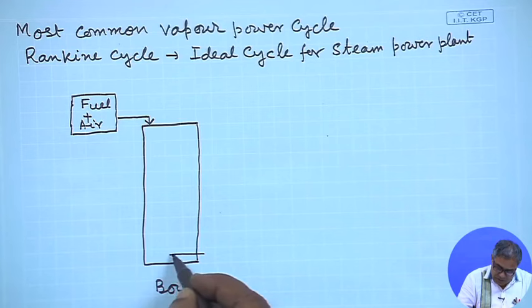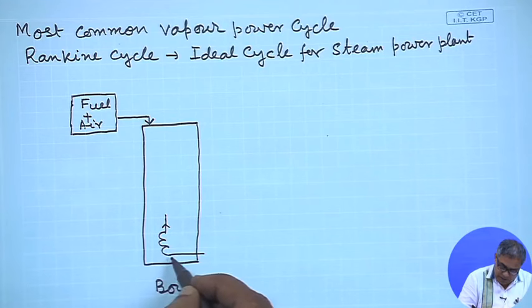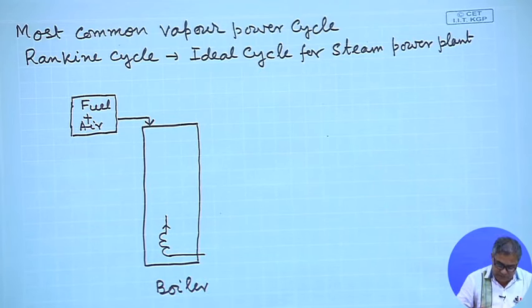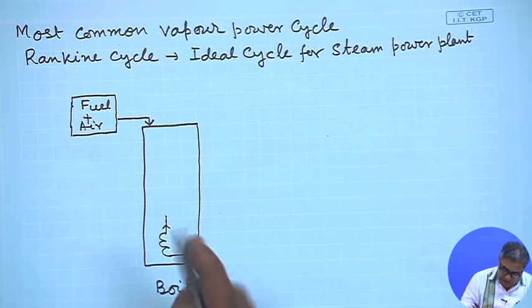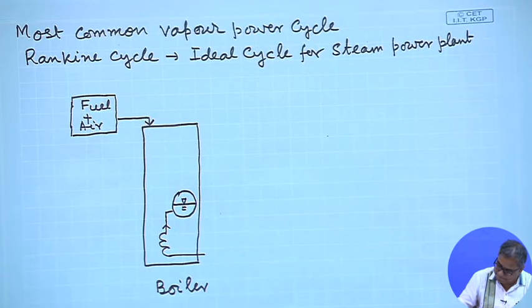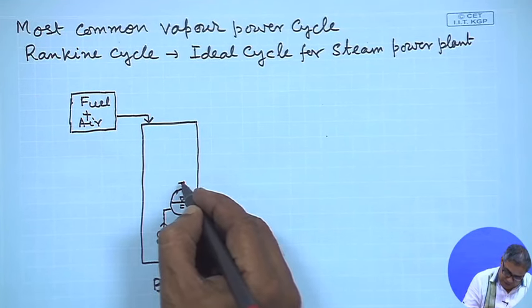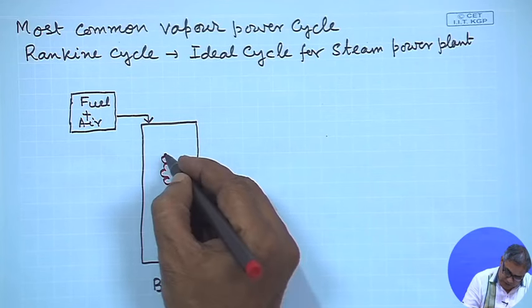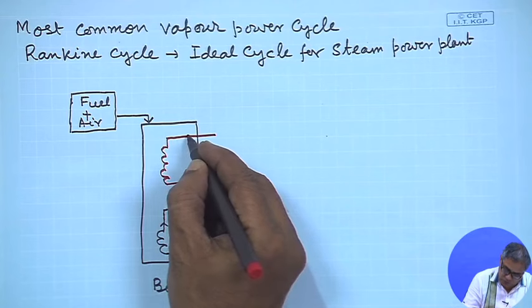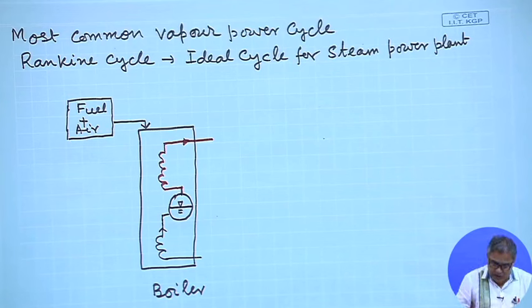Then a liquid is sent to the boiler. This liquid initially is in the subcooled region, then it gets into the vapor stage, and then from there we get saturated vapor, which is converted into superheated steam for most of the practical cycles, and this steam has the capacity to do a certain amount of work.